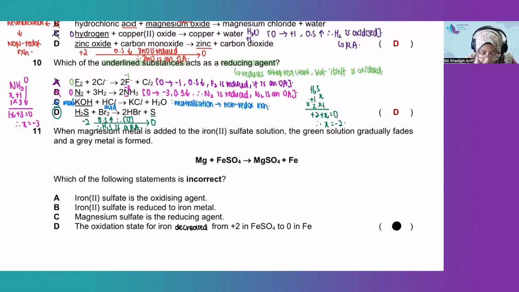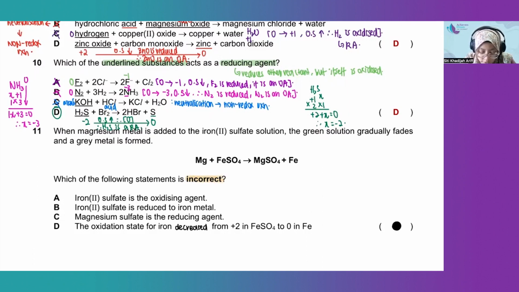Question 11: when magnesium metal is added to iron(II) sulfate solution, the green solution gradually fades and a grey metal is formed. You're also given the equation for the metal displacement reaction where magnesium displaces iron from iron(II) sulfate solution. The question asks you to determine which of the following statements is incorrect.